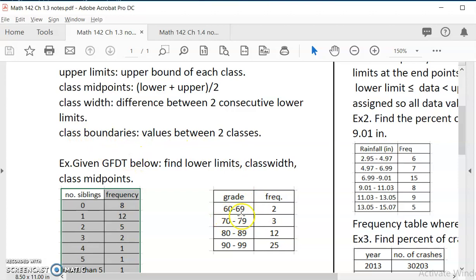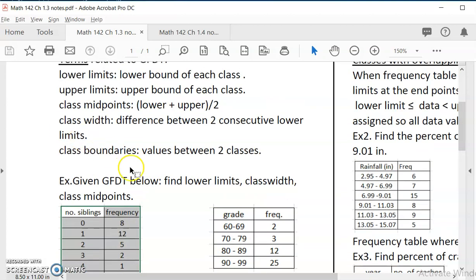Class boundaries are the values between two classes. In some cases, you see gaps between them, like 69 and 70. So if a number is 69.5, it would not belong to any class, right? These are arranged in such a way that no number falls between 69 and 70. So class boundaries would be the middle between a lower class limit and an upper class limit. So 69.5 is the class boundary. 79.5 is the class boundary between these two classes. Sometimes class boundaries are used for graphing, but it is not a very important term.